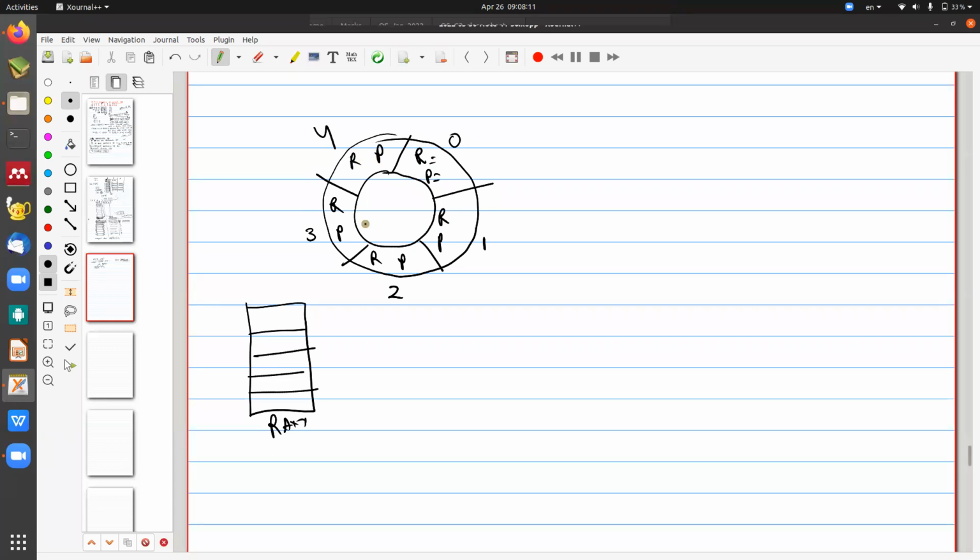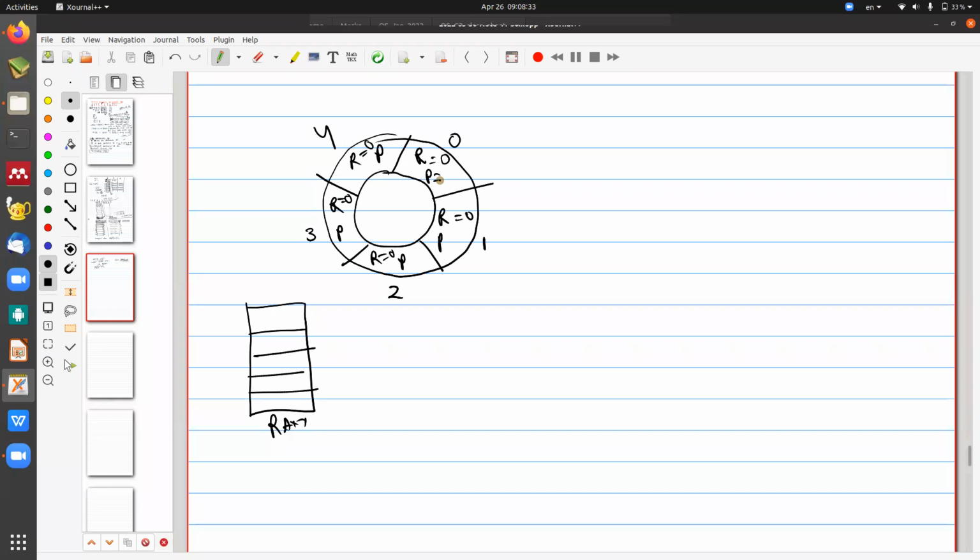Since all my LRU approximation algorithms are based on the reference bit, initially the reference bit for each frame will be 0, meaning nothing is currently present inside these frames. Are you getting it? Yes, initially 0. What is the page number? Since no page is present, the page number is garbage for us.